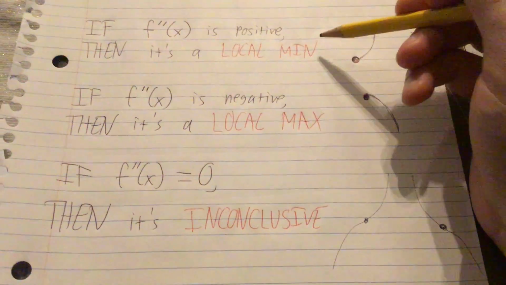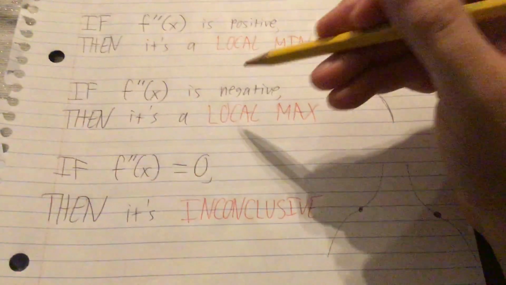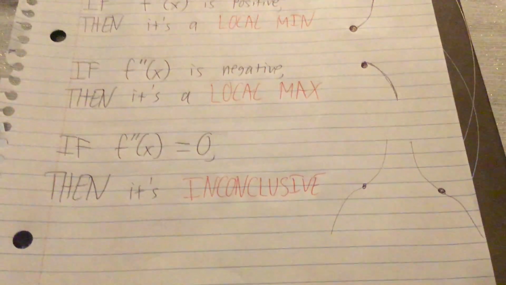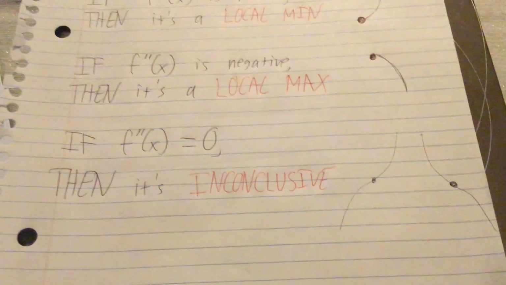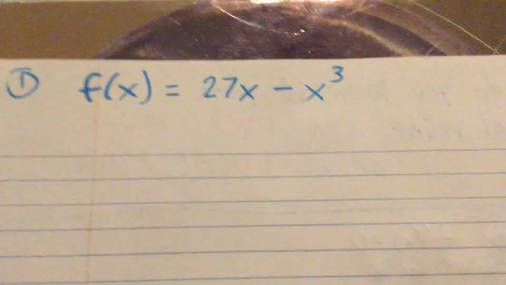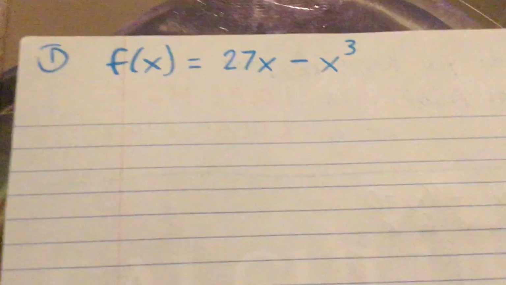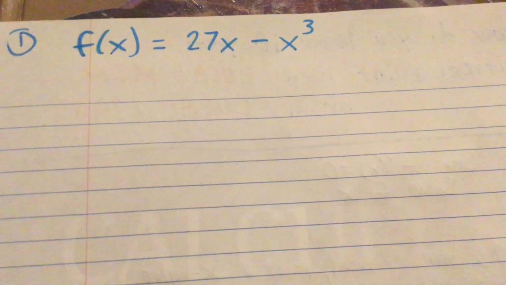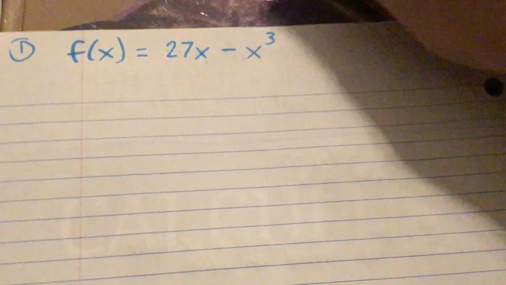So if the second derivative is positive, local min. If the second derivative is negative, local max. If the second derivative is 0, we don't know what it is. Okay? So then, let's get some problems in. Let's find all the local extrema for f of x is equal to 27x minus x cubed.